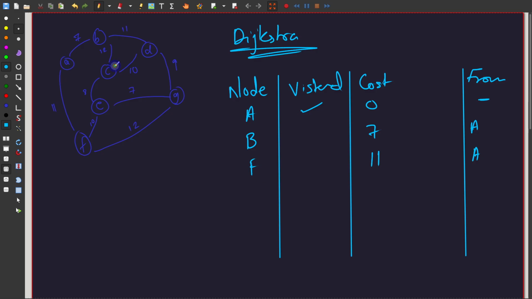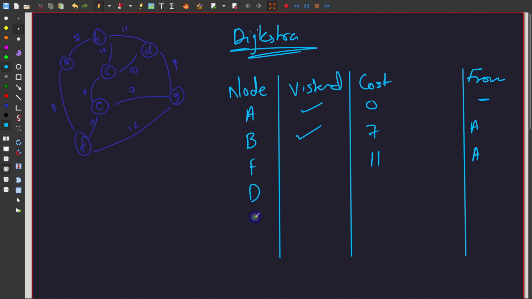Next, what happens is it eliminates things that are in the visited list, and it looks at the things that are not visited. So B and F, which one has the lowest cost? 7, so B clearly has the cheapest cost, so it will go to B and mark it as visited. Then it will ask, what are the neighbors for B? The neighbors for B are D and C.